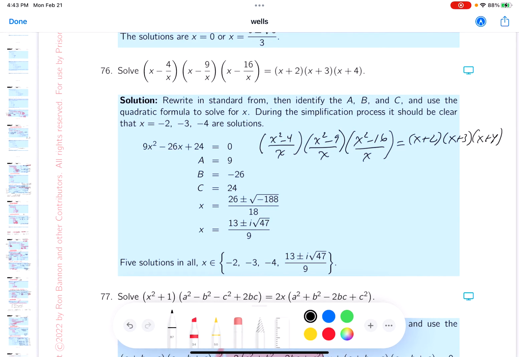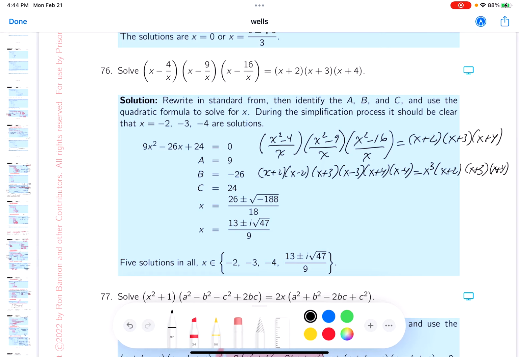Well, what I noticed right from the get-go is I get a bunch of things to factor. And I get x plus 2, x minus 2, x plus 3, x minus 3, x plus 4, x minus 4. And I'm going to multiply both sides by x cubed. And when you get x cubed, x plus 2, x plus 3, x plus 4.